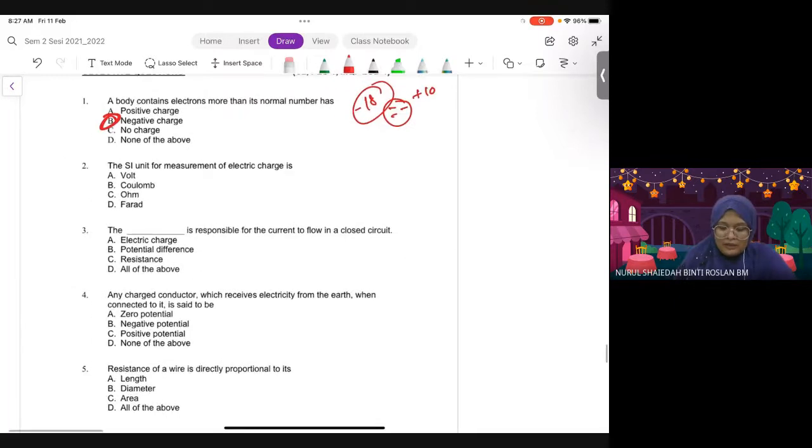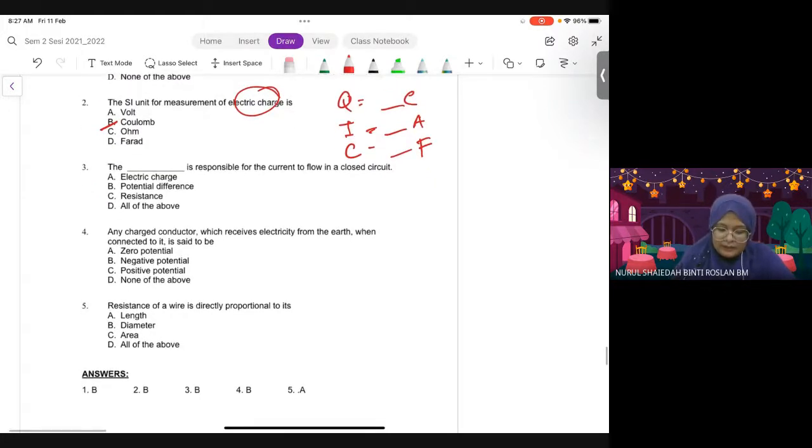Okay. The SI unit for electric charge. Charge we're talking about Q. Q adalah coulomb. Kena ingat Q coulomb. Current ampere. Capacitor farad. Itu kena ingat. Itu kena tahulah unit-unit tu.